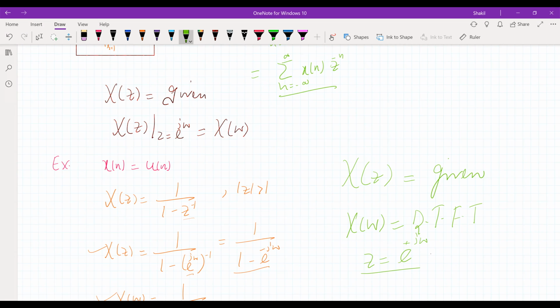All right, let me end this session here. In the next session, we will discuss the discrete time Fourier transform and its important properties. All right.